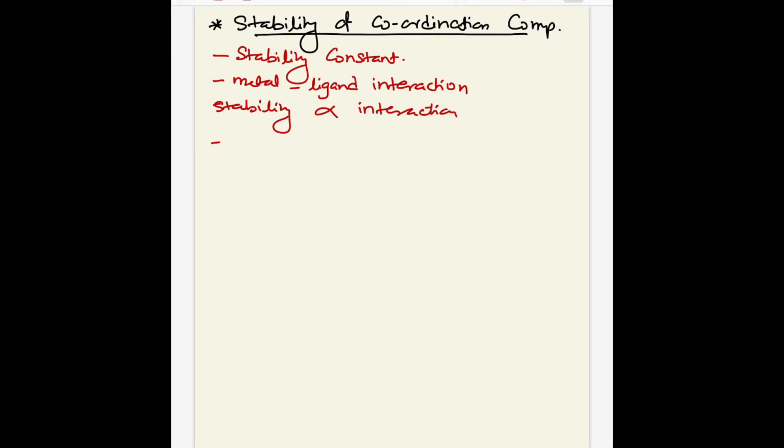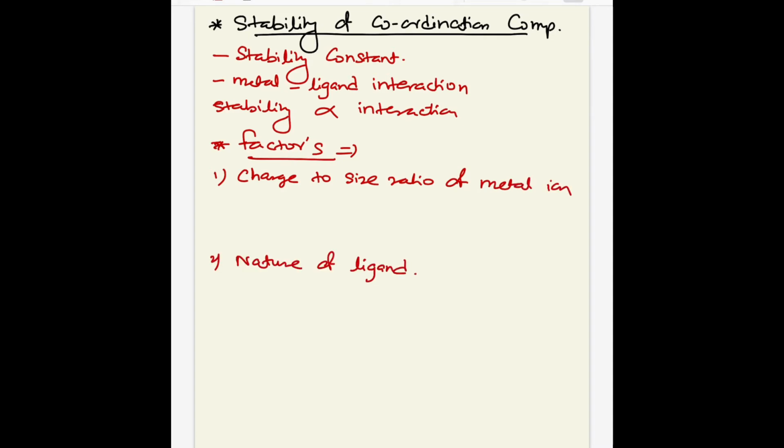Higher is the stability constant, higher is the stability. So which factors are affecting the stability? There are two factors which normally affect the stability of coordination compounds. The first factor is the charge to size ratio of the metal ion, and the second is the nature of the ligand. Higher is the ratio, greater is the stability.